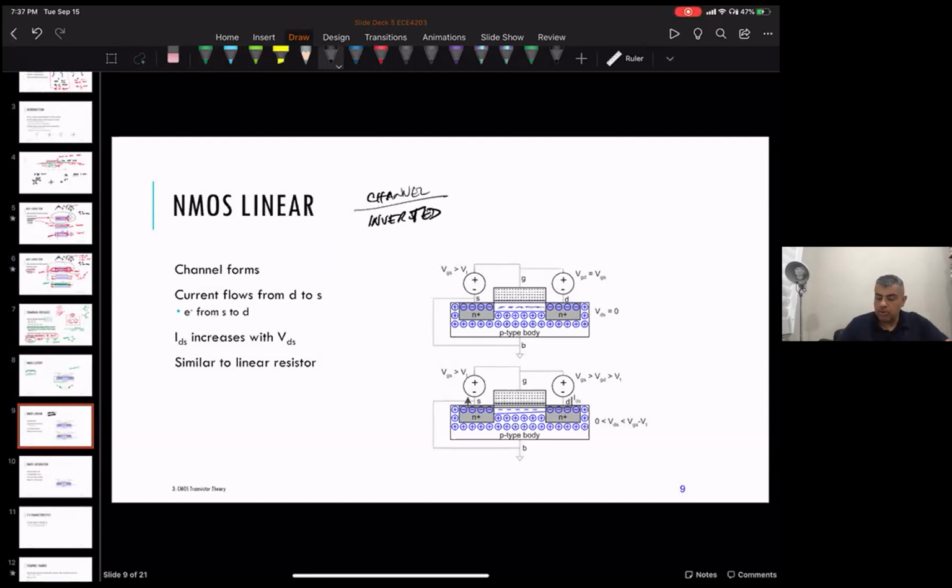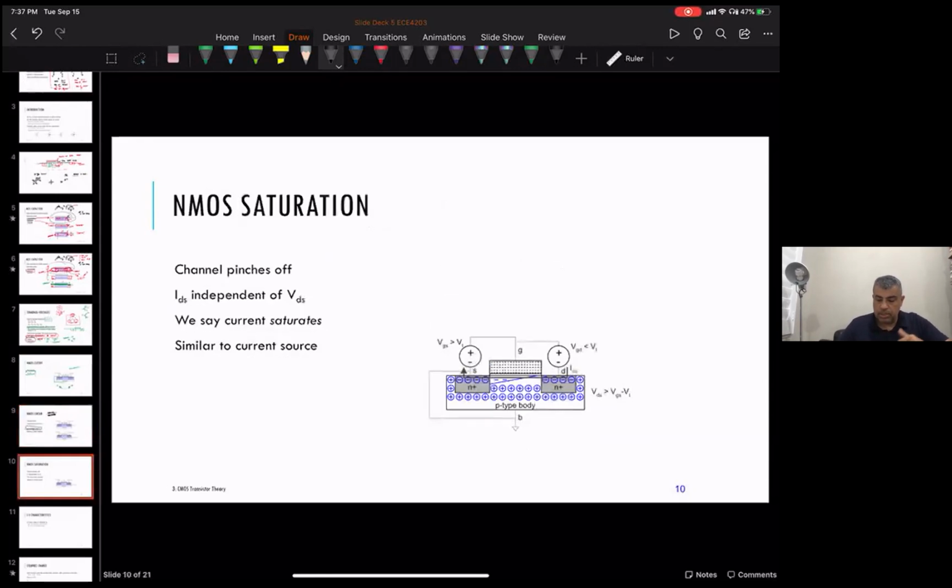As the drain voltage gets higher, you get more current. So the drain source current just increases pretty much linearly with drain source voltage. Okay, so it looks like a linear resistor, and that's why we call it this linear operating mode. Okay, but the channel is inverted in this mode. Okay, so this is the next one.